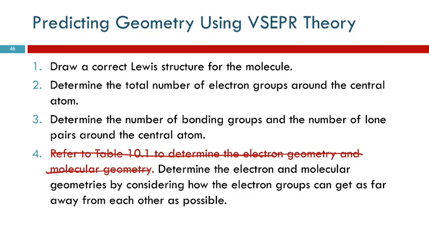Figure out the electron and molecular geometries by considering how the electron groups can get as far away as possible from each other. Okay, so 4 electron groups make a tetrahedron, right? And then you imagine any lone pairs as being invisible, and then name what's left.